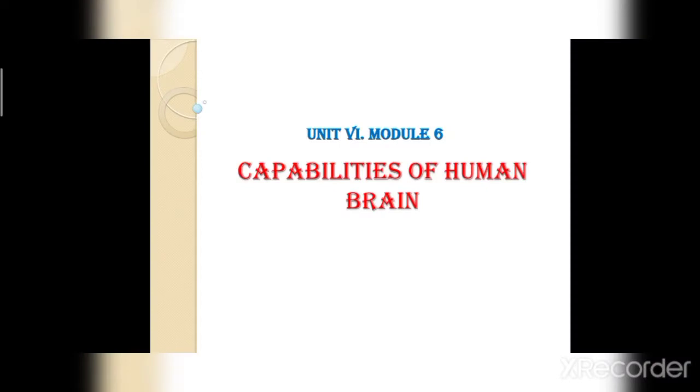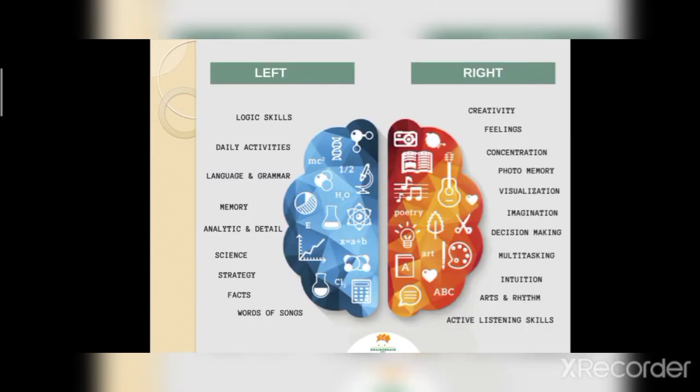Unit 6, Module 6, Capabilities of the Human Brain. Our brain is divided into two hemispheres, left and right, each one controlling different tasks or skills. As you see, students, the left hemisphere of our brain controls logic skills, daily activities, language and grammar, memory, analytic and detail, science, strategy, facts, words of songs. And the right hemisphere of our brain controls creativity, feelings, concentration, photo memory, visualization, imagination, decision-making, multitasking, intuition, art and rhythm, active listening skills.